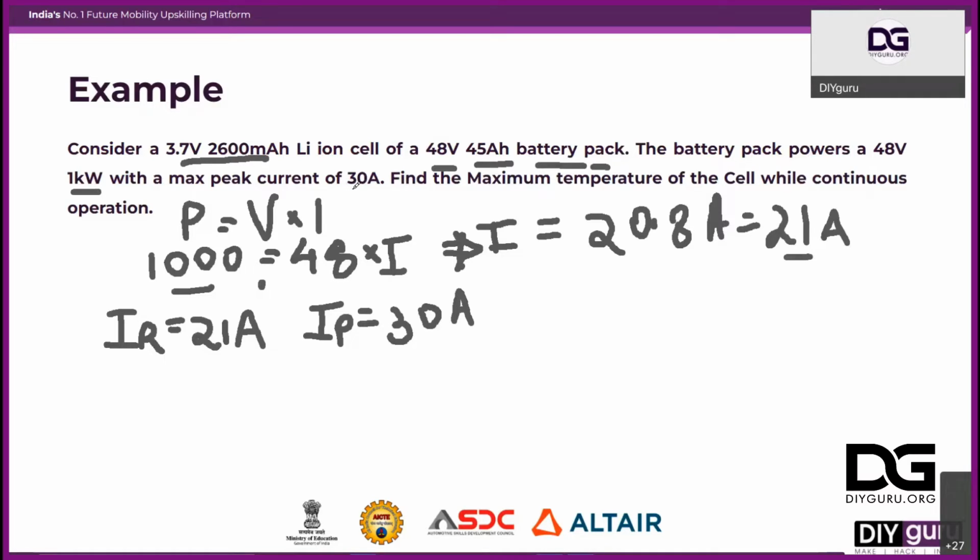For the same motor controller and the same motor, you can have a motor control up to 40 amps, but you have to see whether your motor can withstand that or not.